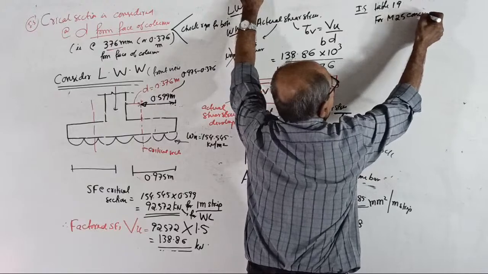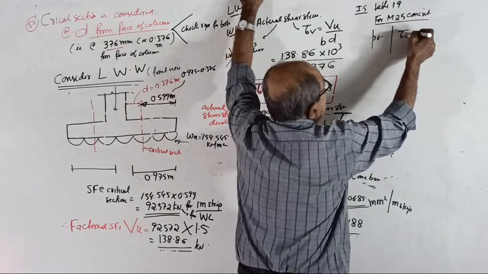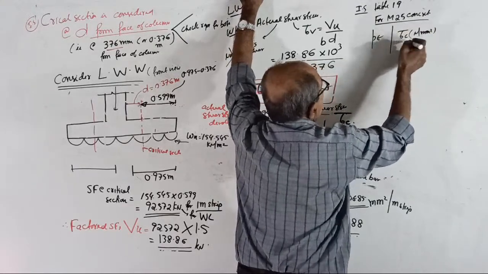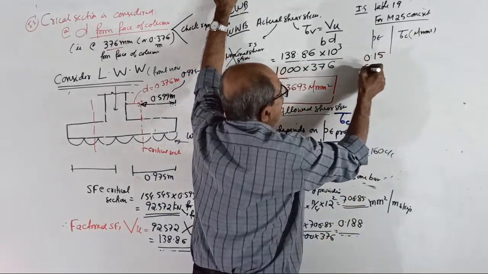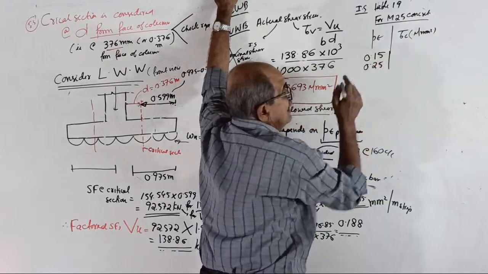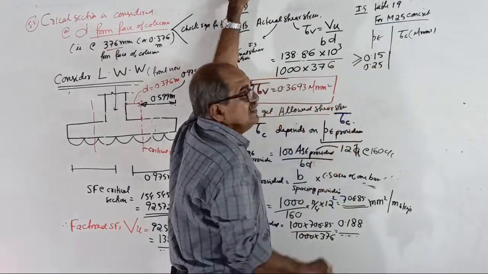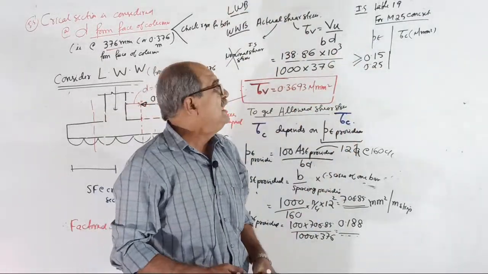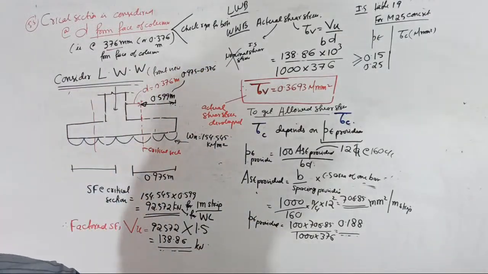For M25 concrete, tell the answer. For PT and tau C, tau C in Newton per mm square. We got 0.188. For 0.15, how much? For 0.25, how much? See, first they told less than or equal to 0.15, how much? Then for 0.25, how much? M25 concrete for PT 0.15, tau C. Quick, IS code. Table 19. Fast. For PT equal to 0.15, tau C.